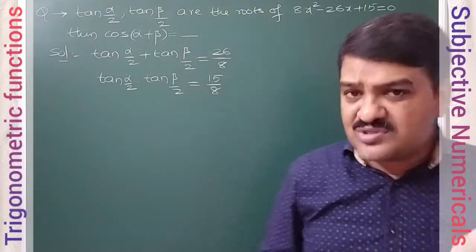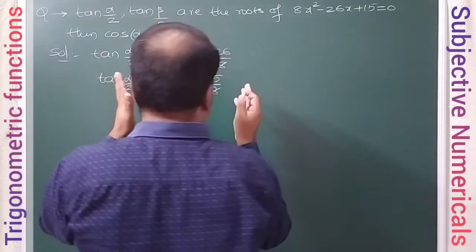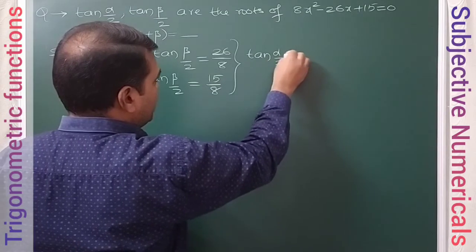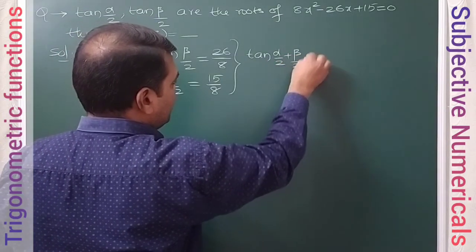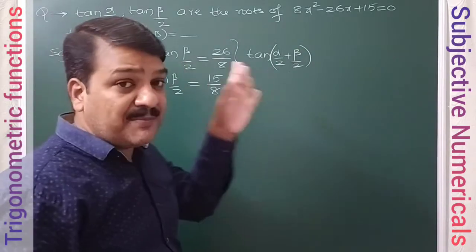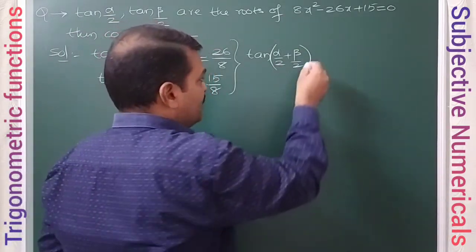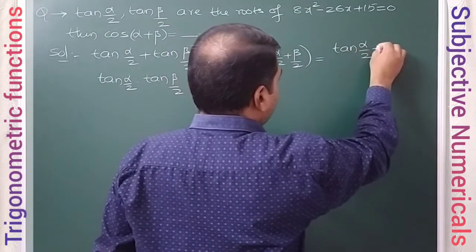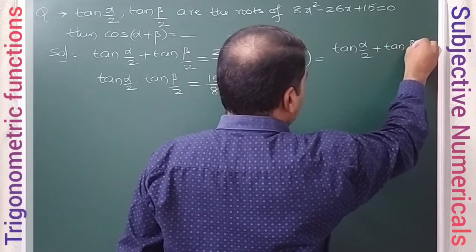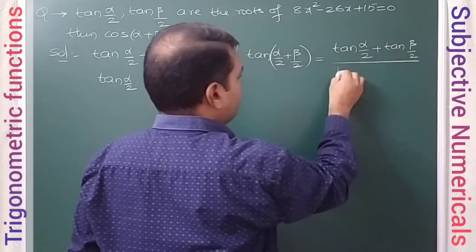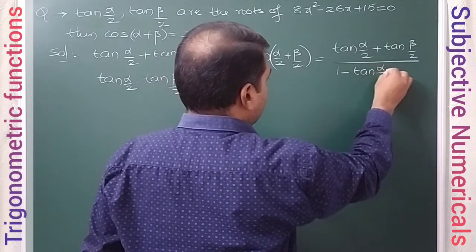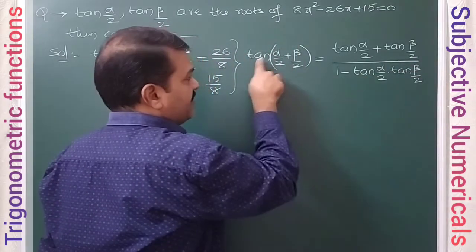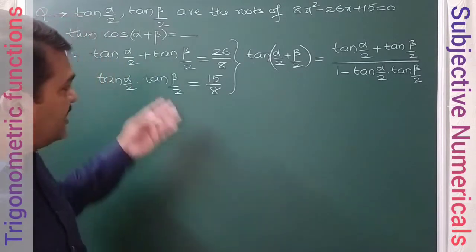Now, in order to use this, I will take tan of alpha by 2 plus beta by 2 formula application. That means tan of a plus b formula I will apply for this. So if I apply the tan of a plus b formula, we will get tan alpha by 2 plus tan beta by 2 by 1 minus tan alpha by 2 into tan beta by 2. So why are we using that? In order to use this.